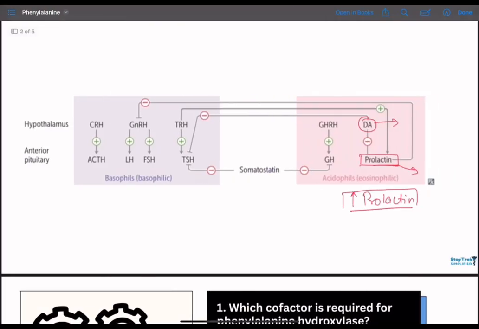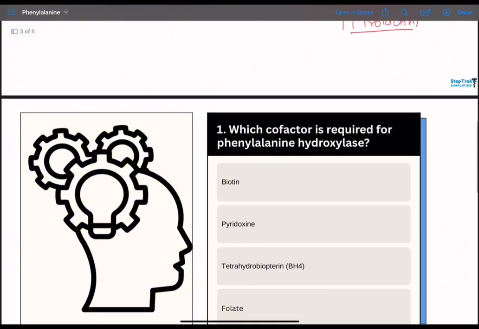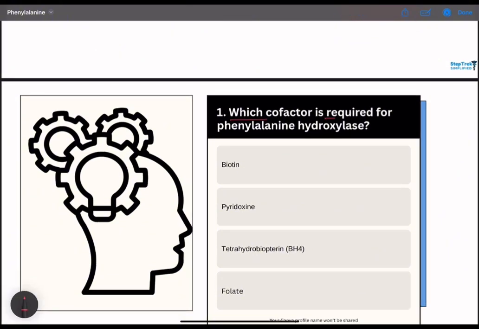Now let's switch toward memory drills. So first of all, which cofactor is required for phenylalanine hydroxylase? Is it biotin, pyridoxine, tetrahydrobiopterin, or folate? I hope you would be able to answer it at this point. And the correct option is tetrahydrobiopterin.